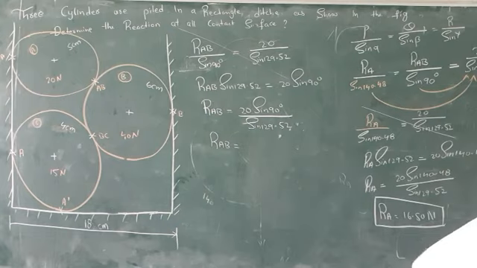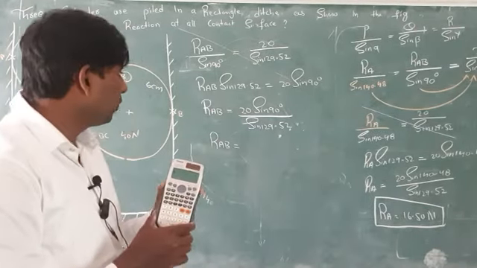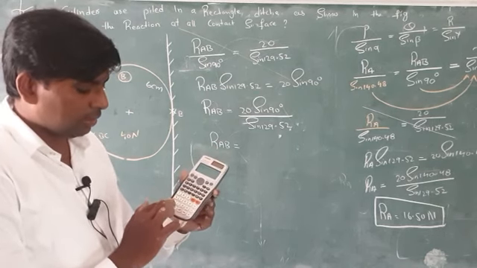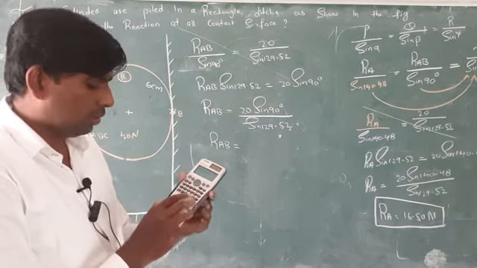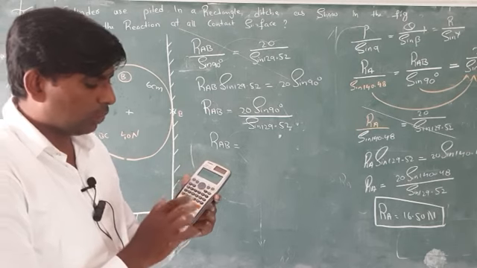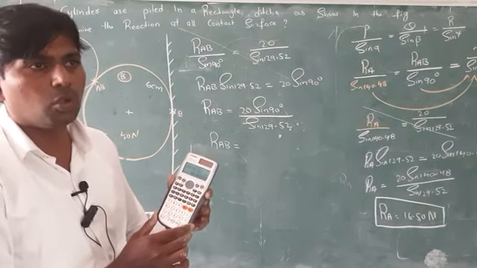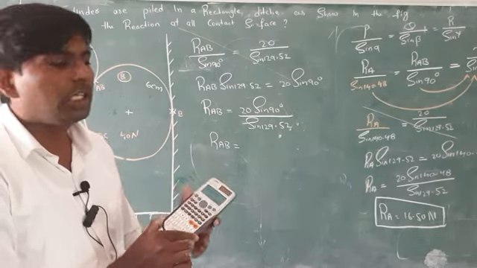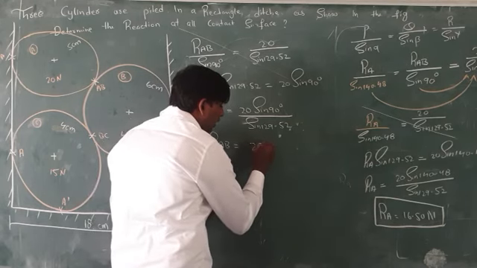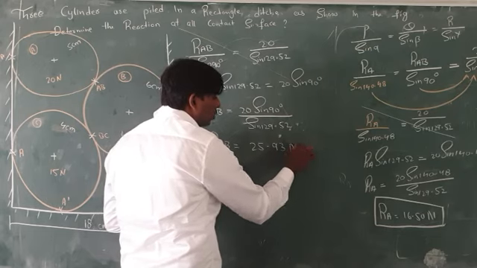Here the fraction button, I already told you, is there. After that, what you have to do? 20 into sine 90 by sine 129.52. If you press that, how much did you get? 25.93. More than 5 you got, so 25.93.